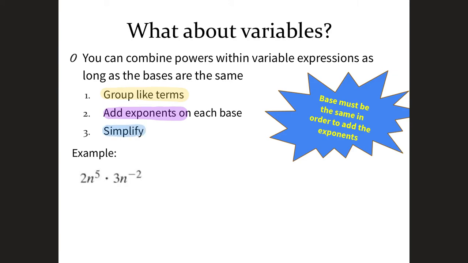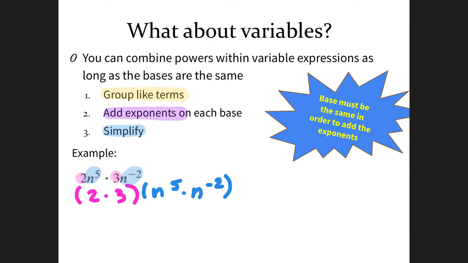So for example, my terms that are just the number are 2 and 3. So I'm going to have one set of parentheses, that is 2 times 3. And then I also have the terms with the n. So I have an n to the 5th and n to the -2nd. So that's going to be n to the 5th times n to the -2nd.